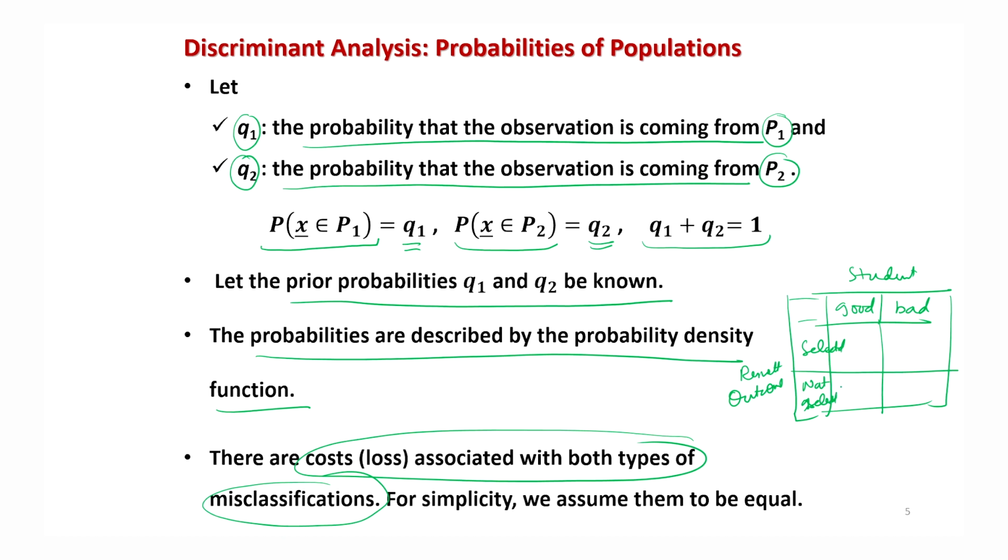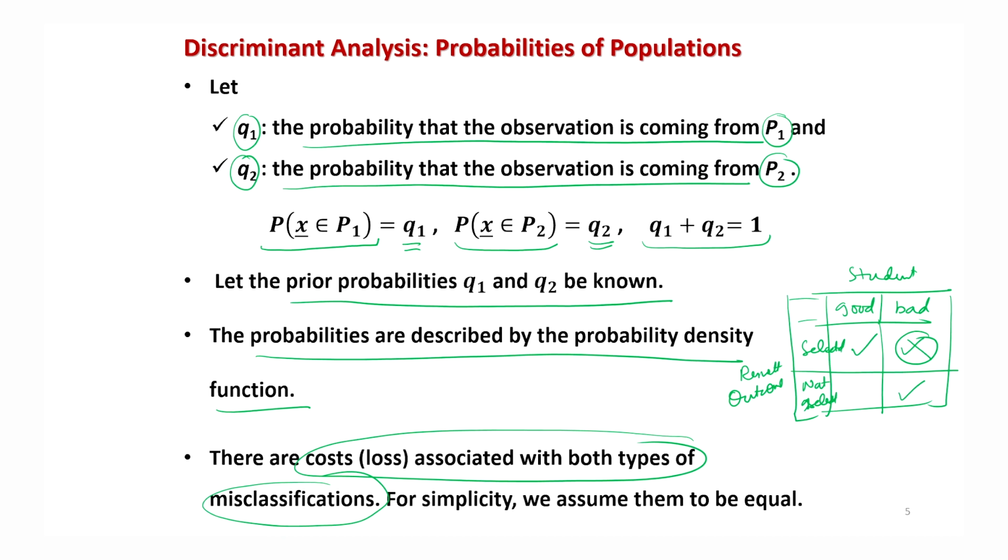If the student is good and the student gets selected, there is no issue. That is a good decision rule. If the student is bad and does not get selected, this is also a correct decision. But if the student is bad and the student gets selected, this is an error.